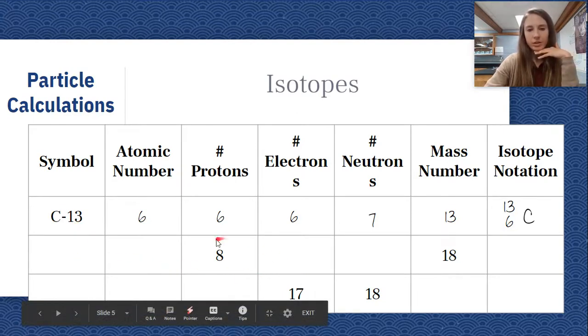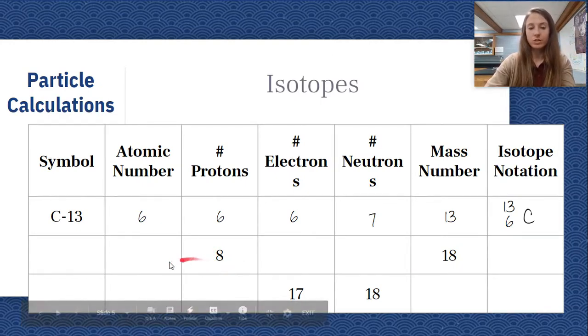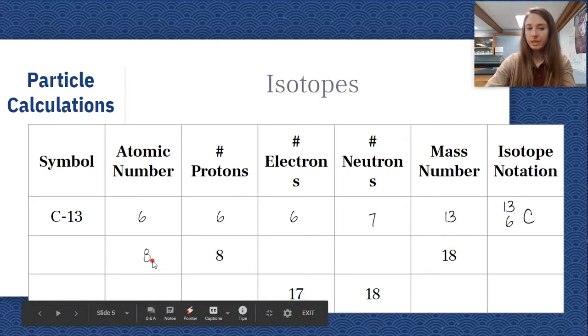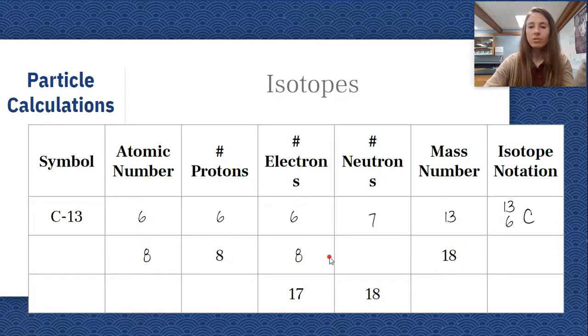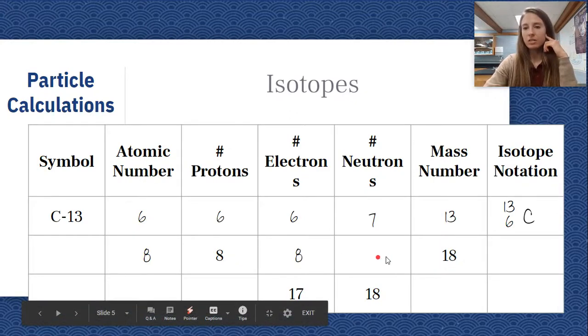For the second row here, we are given the protons and the mass number. Let's start with the number of protons, which you should automatically know is also equal to the atomic number, as well as the number of electrons. We can then find the number of neutrons by taking the mass number of 18 minus the number of protons. So 18 minus 8 gives us 10.